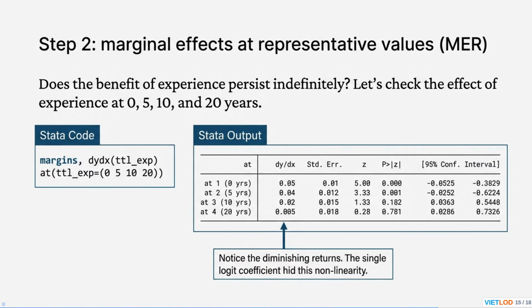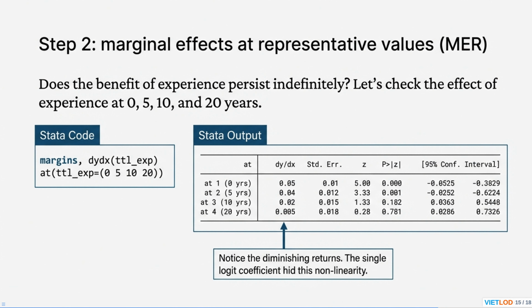Our model included a quadratic term for experience, which suggests a nonlinear relationship. To explore this, we use marginal effects at representative values, or MER. We calculate the marginal effect of experience at specific points, 0, 5, 10, and 20 years, using the at option in Stata. The output reveals a clear pattern of diminishing returns.